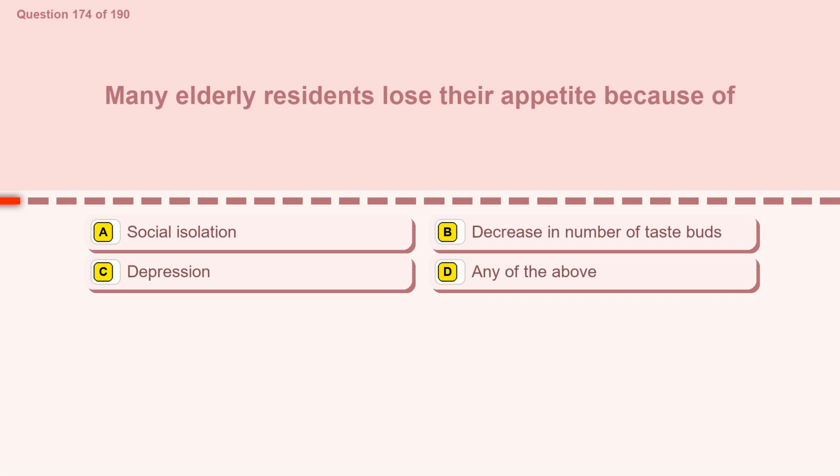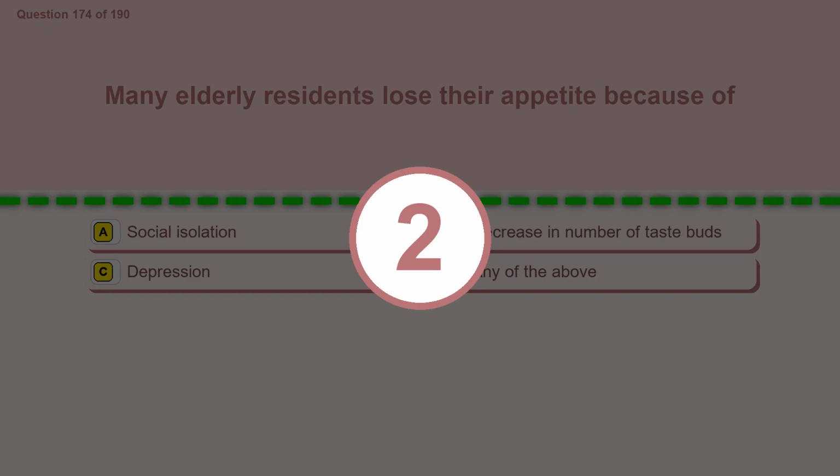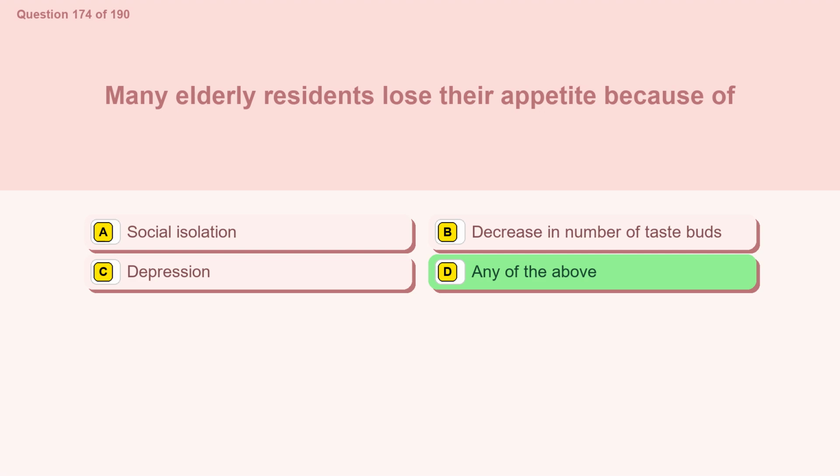Question 174. Many elderly residents lose their appetite because of: Option A, social isolation. Option B, decrease in number of taste buds. Option C, depression. Option D, any of the above. The correct answer is option D, any of the above.